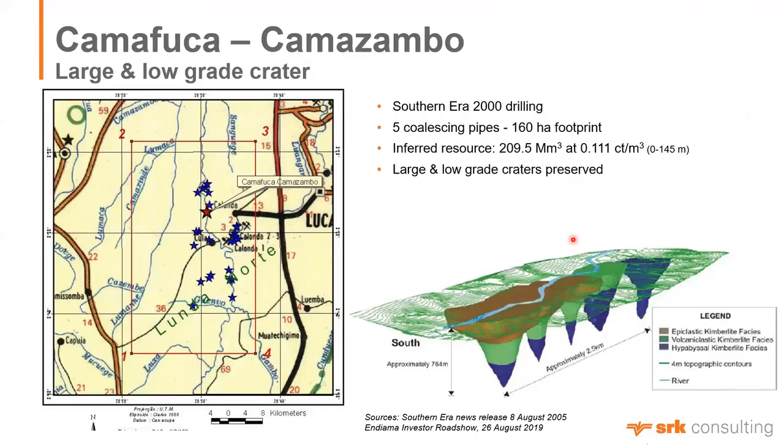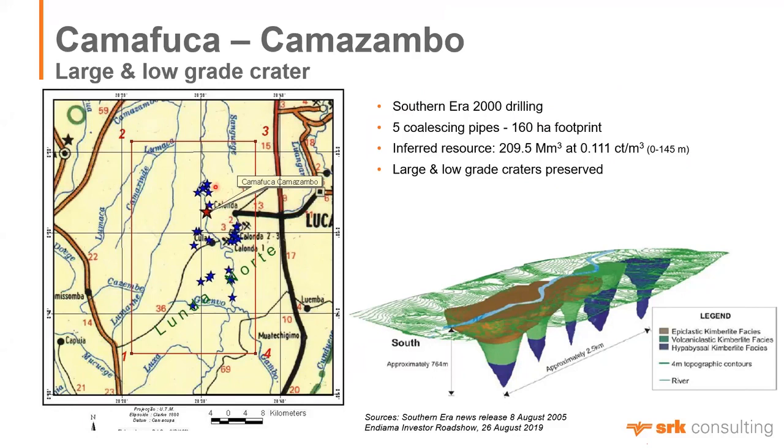We're skipping to the northwest of Catoca now to go to Camafuca, Camazambo. The point I need to make here is very large, very deep, low-grade craters are preserved. There's an inferred resource, very low grade, but a lot of it, over the 0 to 150 meter depth at the Southern Era 2000 drilling. Nothing has happened to these kimberlites since 2000 because of this sand-filled crater problem, and how you turn that into an economic resource.